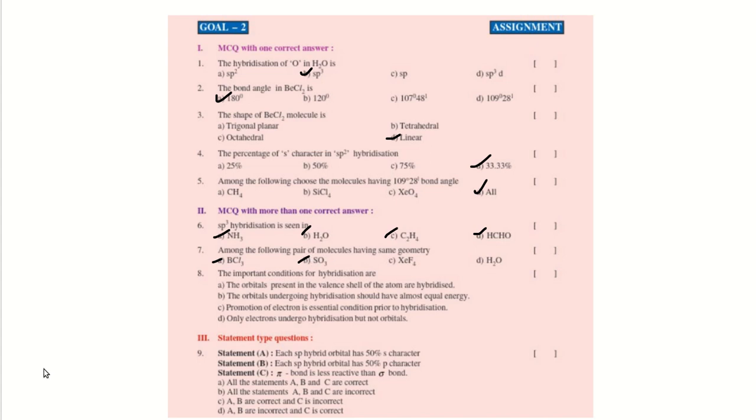Important conditions for hybridization. A and B statement questions. Each sp hybrid orbital has 50%. Yes, correct. Each sp hybrid orbital has 50% s character. Yes. Pi bond is less reactive than sigma bond. This is a false statement. So the answer is C. Okay, I'm writing here.